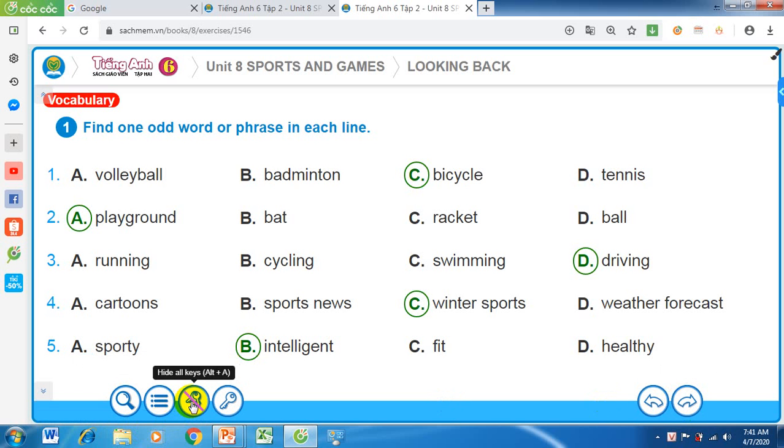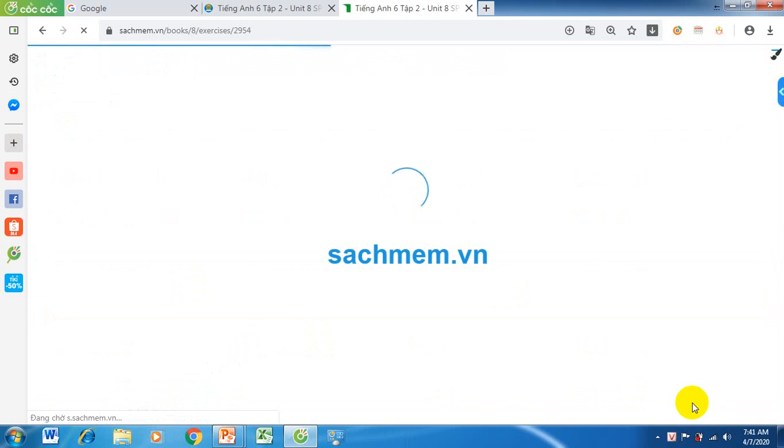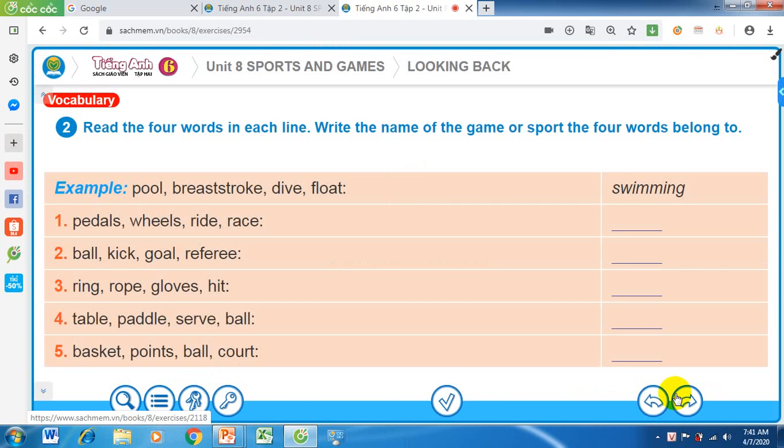Okay, let's check. Yes. We move on to Exercise number 2. In this exercise, you will read 4 words in each line. Write the name of the game or sport the 4 words belong to. For example, we have a pool, breaststroke, dive, or float. Dive means you go under the water, and float means you stay up on the surface of the water. It's the opposite of dive. Okay, it belongs to swimming.